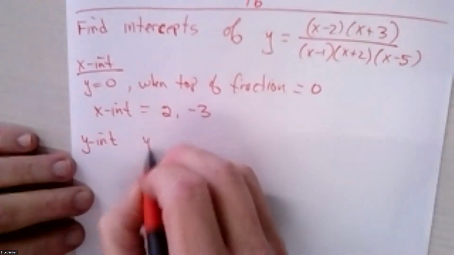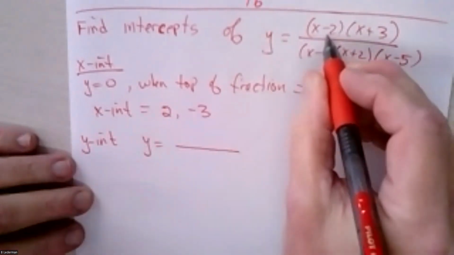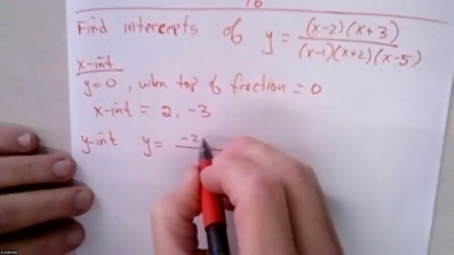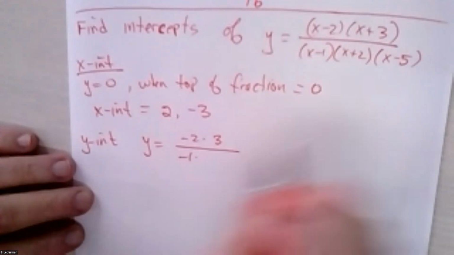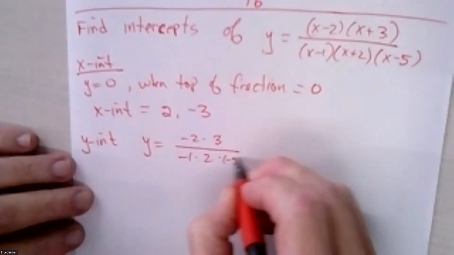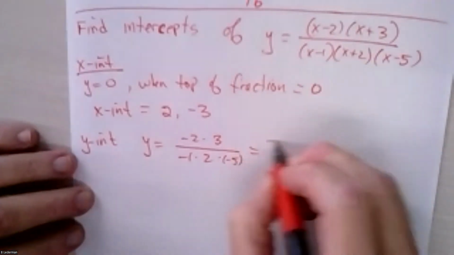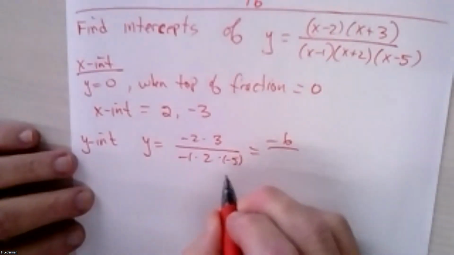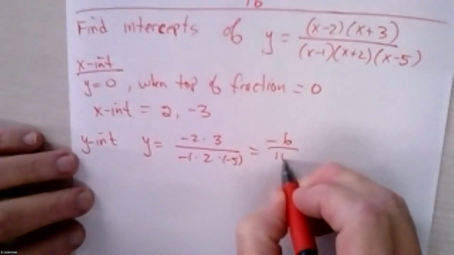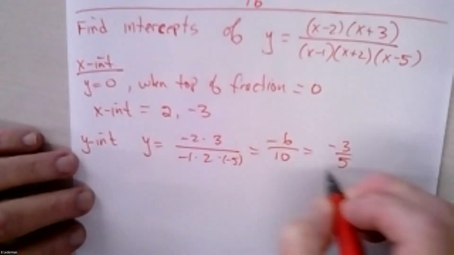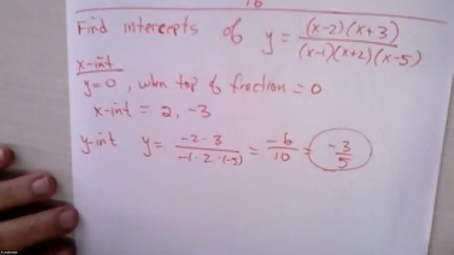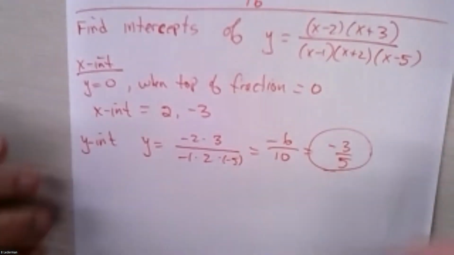Now the y-intercept, that's just plugging in 0 for x. If I plug in 0 for x, I get y equal to -2 times +3 over, if x is 0, that's -1, that's +2, and that's -5. This is just -6 over +10, which is -3/5. And that is the y-intercept. And that's it.